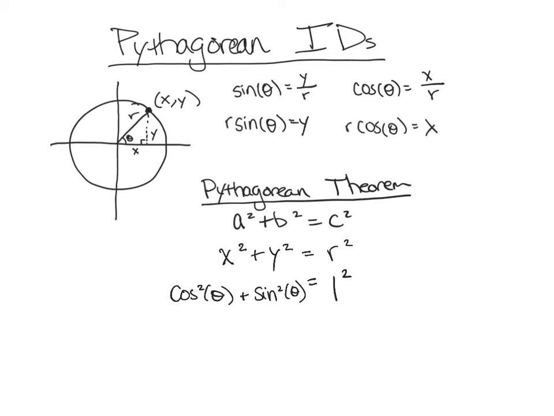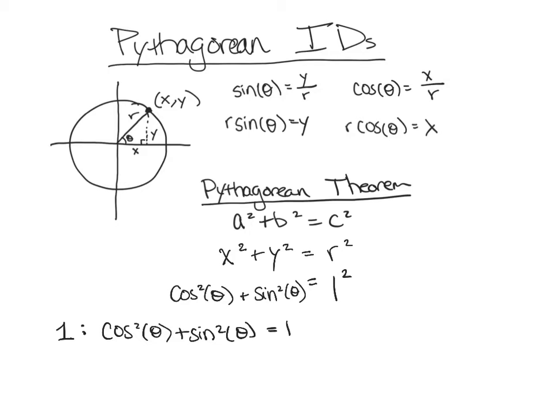So the first thing we have right here, our first Pythagorean identity, is cosine squared theta plus sine squared theta is equal to, we can just write 1, because 1 squared is 1. So this is the first of our Pythagorean identities, and this comes from the Pythagorean theorem. If you know your Pythagorean theorem, you can recreate your first Pythagorean identity.